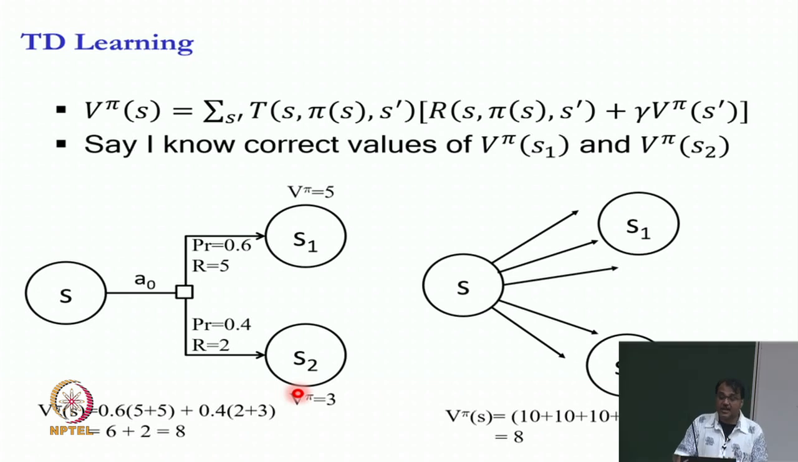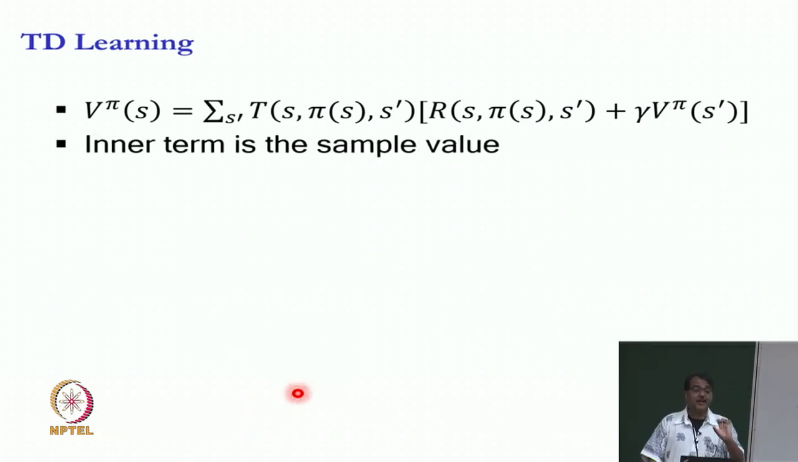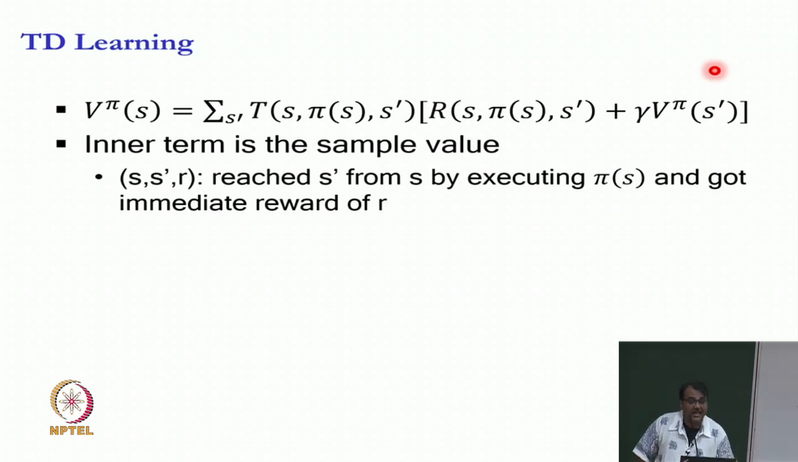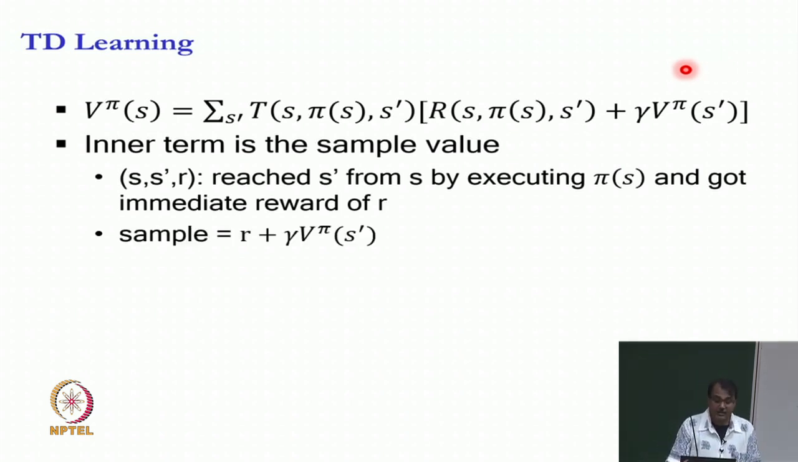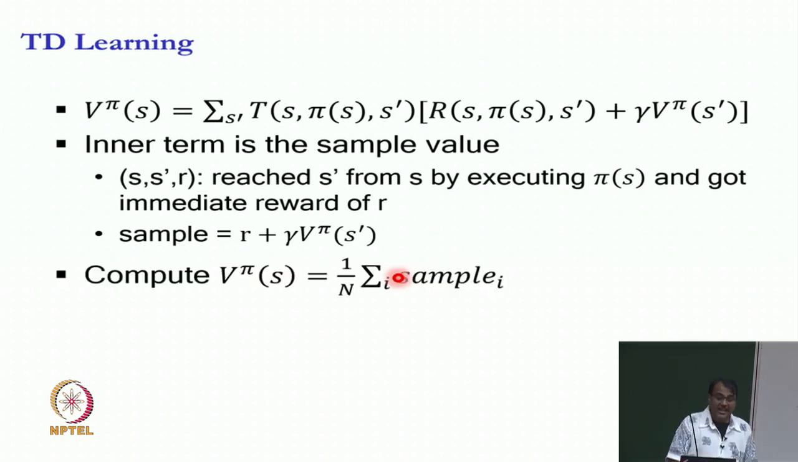And what are the equations that I am using? Well, I am going to take this particular expectation and compute it as an average of the inner term. The inner term is my sample value. So, let us say I was in state S, I took the action pi of S, I reached S prime, and got an immediate reward of R. Then my sample value is going to be R plus gamma times V pi of S prime, and my V pi of S is nothing but 1/n summation over i of sample i.